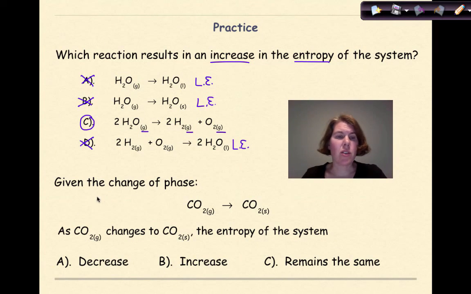Let's look at the last question. Given the change of phase, CO2 gas to CO2 solid. So we're going from less organized to more organized, and it's all dependent here on the phase. As CO2 gas changes into CO2 solid, the entropy of the system is going to decrease. It's going to become much more organized. If it was going from a solid to a gas, then the entropy would have increased, and remains the same is definitely not an option here.